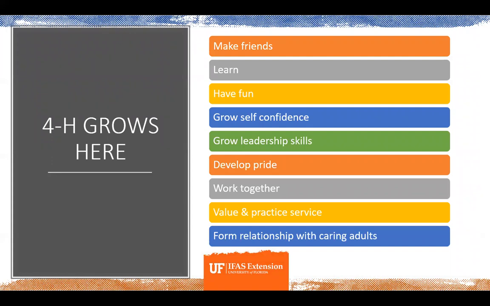4-H club activities should be safe, welcoming, and inclusive places for members to make friends, share ideas, learn, and have fun. We also want them to be places where youth grow in self-confidence, develop and grow leadership skills, and develop pride in their club. Youth should work together to set and accomplish goals and practice service to others. Volunteers are a key component of all of these activities, and we want our youth to have adults they know they can trust and depend on.